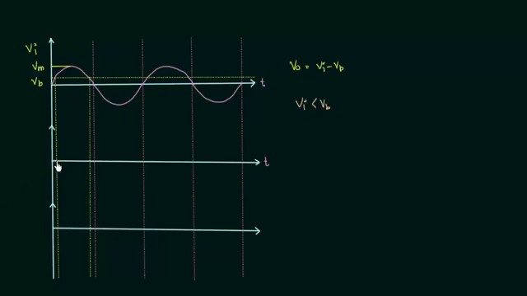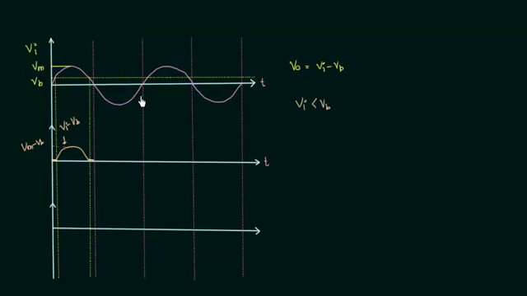So initially diode will remain off when Vi is less than Vb, and for this reason we have the plot like this, in which the value of output voltage is Vi minus Vb. This means the peak voltage that we are getting here is equal to Vm minus Vb, and again when Vi is less than Vb, the diode will remain off and output voltage is equal to 0.